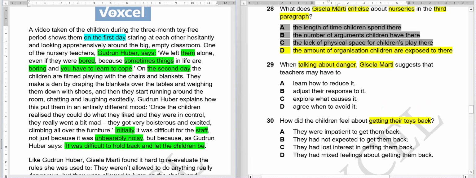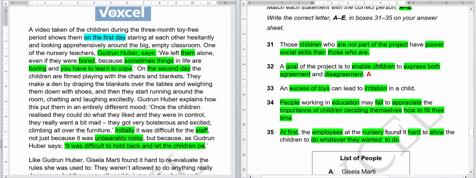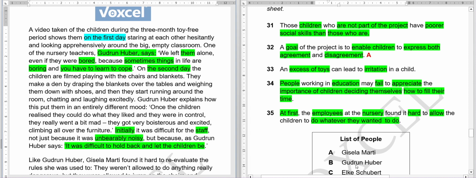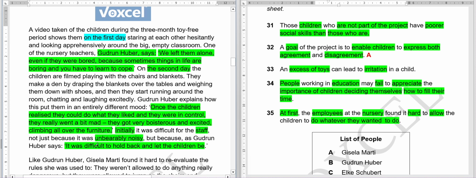Okay, so do you think we need to read the question number 29 here? No, because there is no mention of Gisela Mati here. Clear? And 30th, no, because they are not getting their toys back in this paragraph as well. Okay. Now, for these questions, so for option B, Gordon Huber, you have around 10 seconds. So here is the information you need here and here and here as well. So in the inverted commas, you have the main information. And for telling me the answer, you have around 10 seconds. The time starts now.